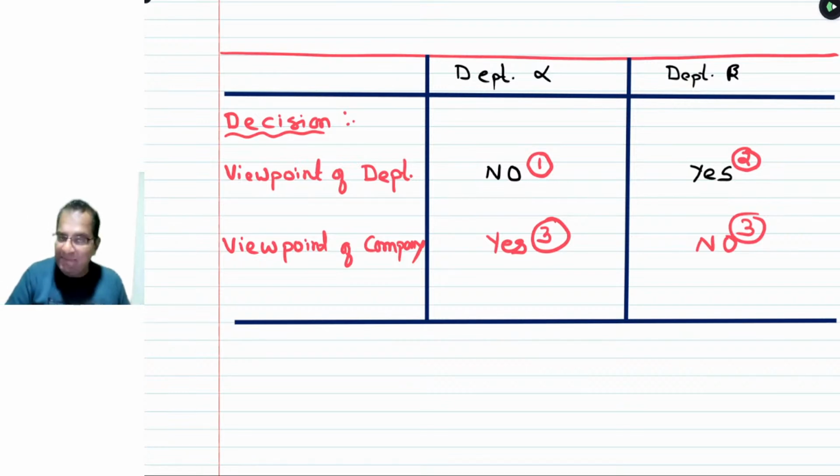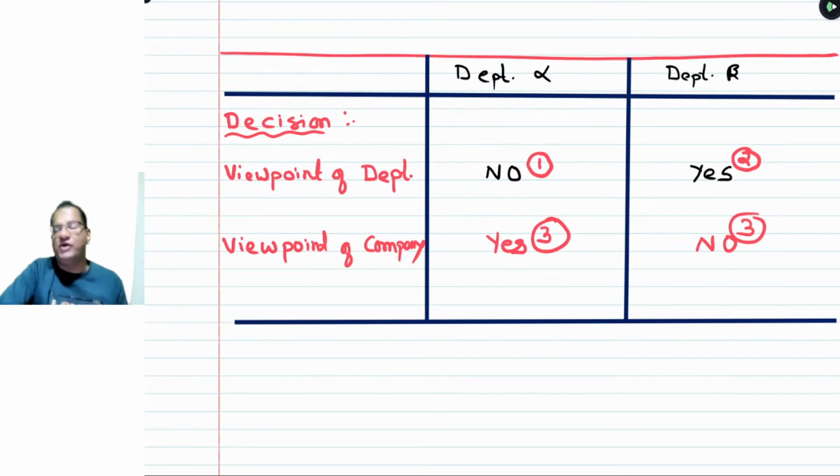To overcome the disadvantage of ROI, we will discuss the next method, that is residual income, RI, after the break. So let's take a break of 15 minutes, and after the break we will start the concept of RI.